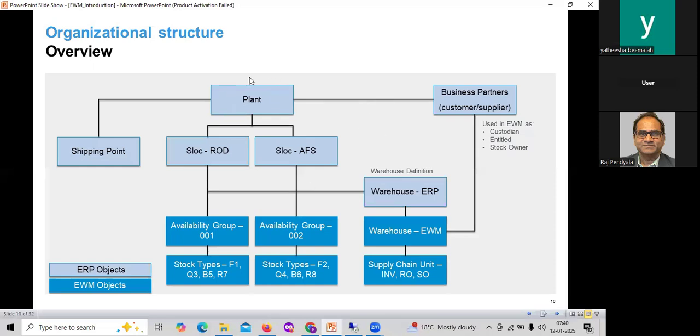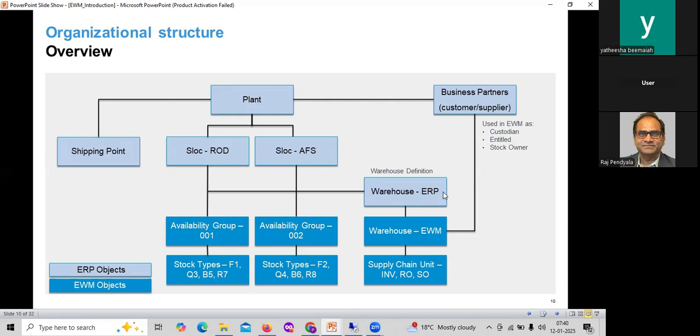So since the recording is on, I will just add a few points on this. This is the plant, and the plant will have the store location, ROD and AFS. ROD is the receive on dock, and AFS is the available for sale. Generally the shipping point is linked to the plant, and the combination of plant and store location is assigned to the ERP warehouse number.